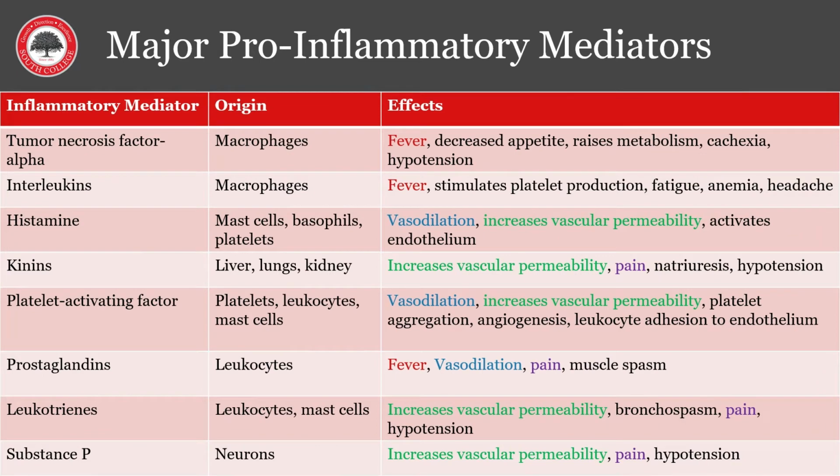Tables in the textbook help to illustrate important concepts. This table is based on Table 9-1 from your textbook. These are the major pro-inflammatory mediators. Pay attention to which ones cause fever, vasodilation, increased vascular permeability, and pain. For example, histamine, kinins, platelet activating factor, leukotrienes, and substance P all increase vascular permeability. You're welcome to come back to the lecture and pause here to study this table.